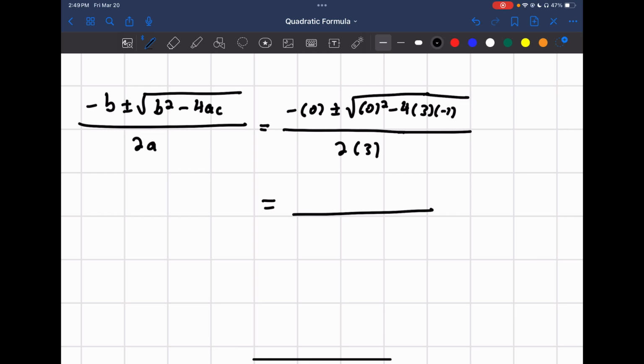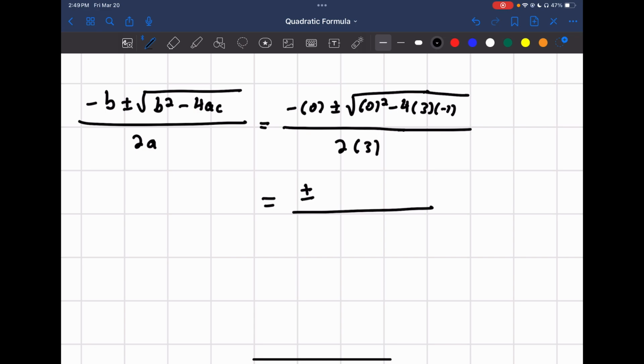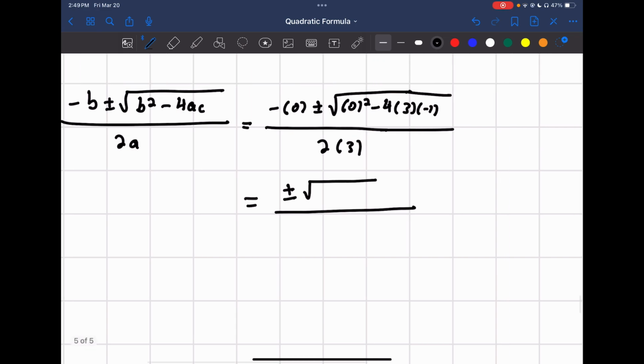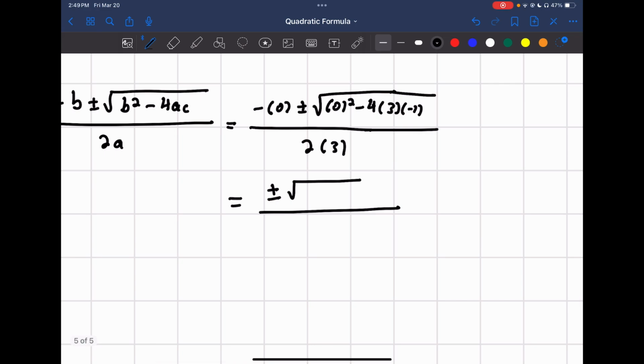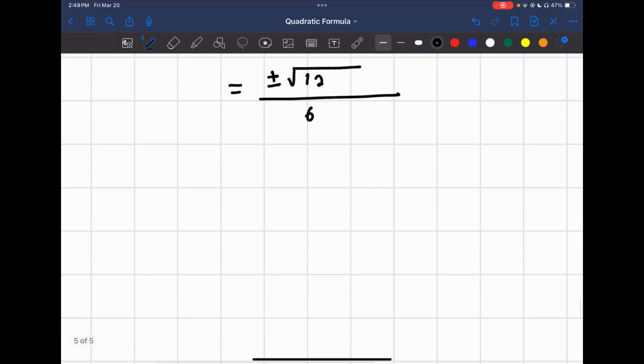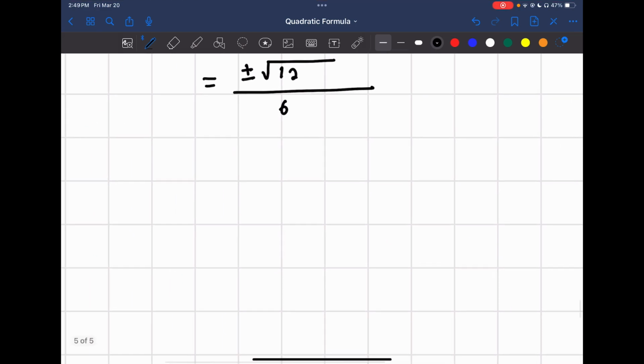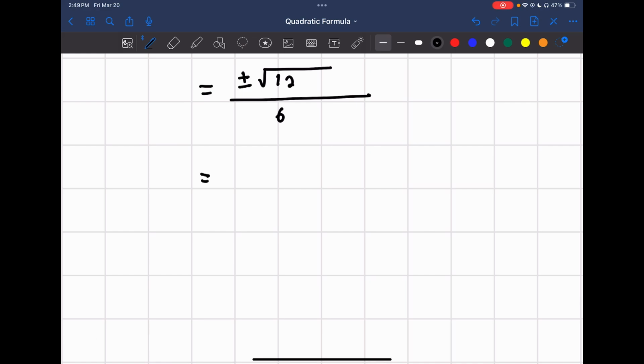So we always have to keep the plus or minus sign. So plus or minus the square root of, so square root of 0 is 0. So minus 4 times 3 times minus 1 is equal to 12. And then over 2 times 3, so it's equal to 6. And then we have to simplify the square root. So this will be plus or minus 2 times root 3 over 6.